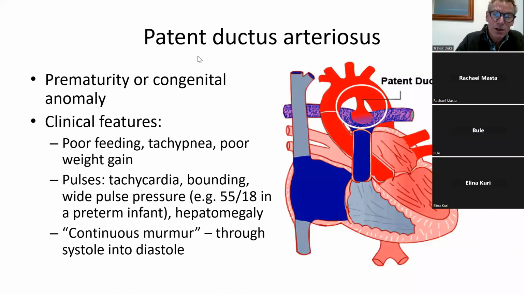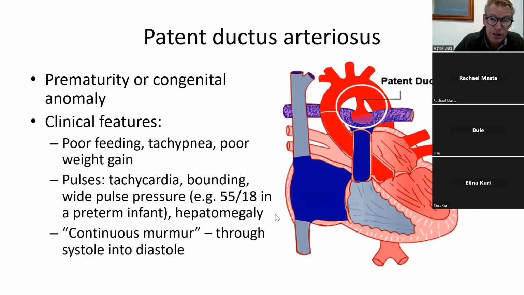I just wanted to briefly talk about a patent ductus arteriosus. And remember, I said that they mostly occur in neonates, and they present a bit like a VSD with poor feeding and tachypnea and poor weight gain. And the clinical feature that's characteristic is bounding pulses and, again, a wide pulse pressure. So in a newborn baby, the blood pressure might be 55 on 18, so a very wide pulse pressure, and they also often have hepatomegaly.